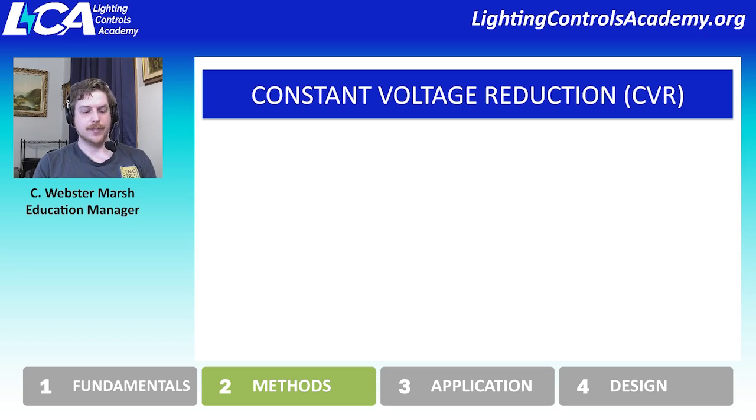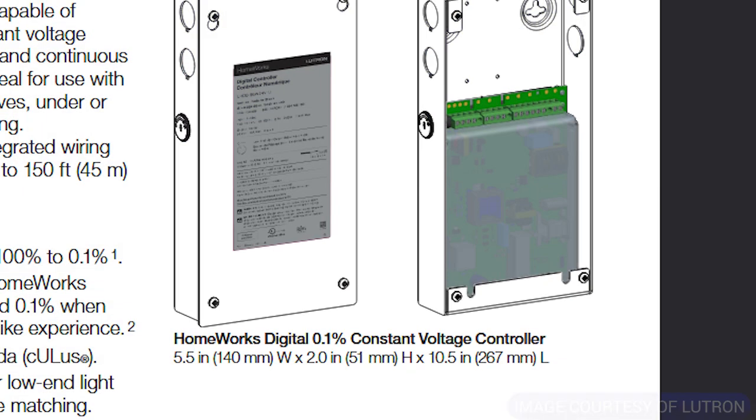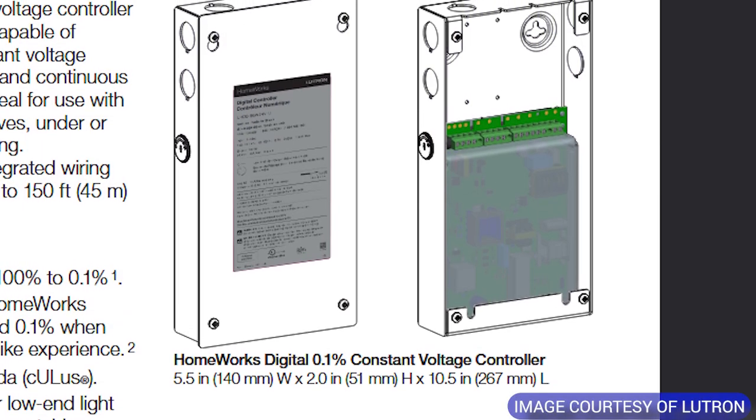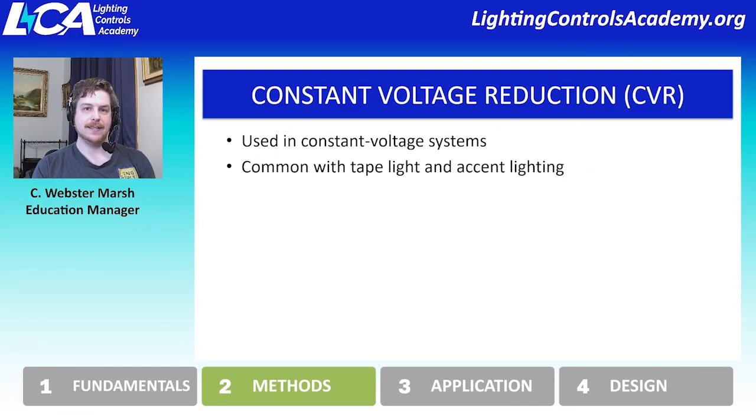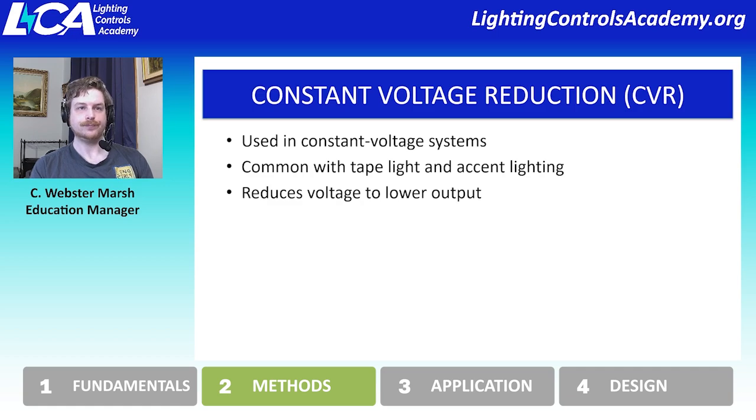Constant voltage reduction, on the other hand, is where we're doing the same but using voltage instead of current to adjust how bright the diodes are. It's very common with tape lights and accent lights where you might have a varying current draw from the driver, and so that's where the constant voltage comes into play to provide that source with a constant and consistent power level from the driver, and it just kind of reduces that voltage to lower the output of those diodes.